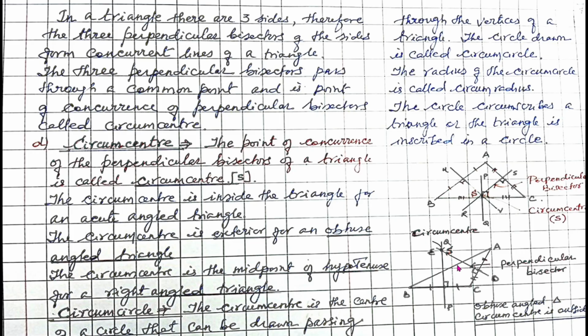Now remember, the circumcenter is inside the triangle for an acute angle triangle. It is at the midpoint of the hypotenuse of a right angle triangle, and it is outside the triangle for an obtuse angled triangle.